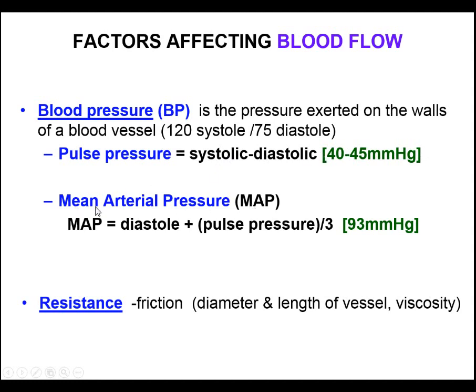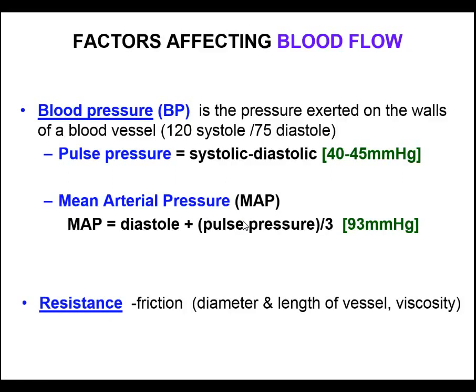Another way of looking at blood pressure is through the mean arterial pressure, MAP. Here's the equation for MAP, and this is read diastole plus pulse pressure divided by 3, or you could say pulse pressure divided by 3 plus diastole. We would expect this number to be around 95 or so, plus or minus a few. What this is going to tell us is what the mean pressure is throughout the arterial system.